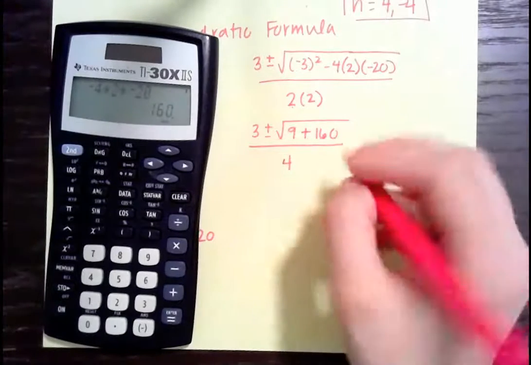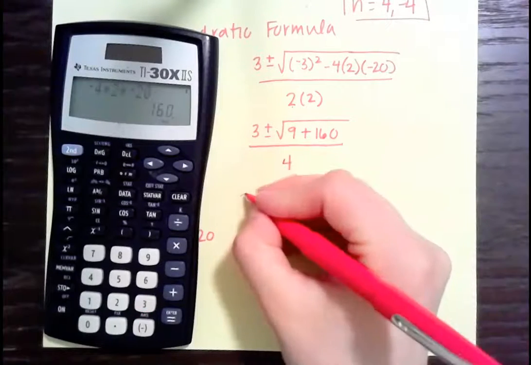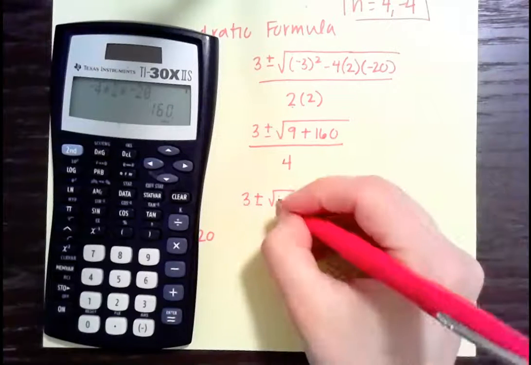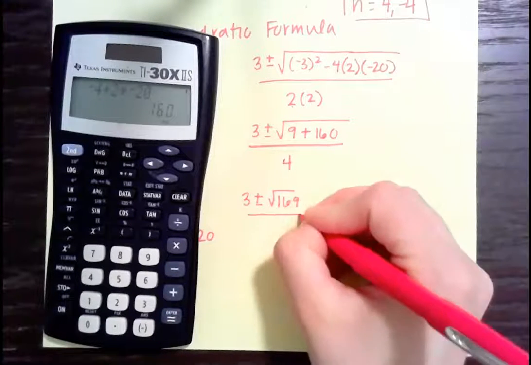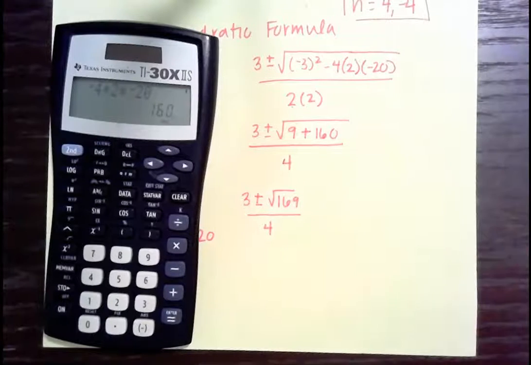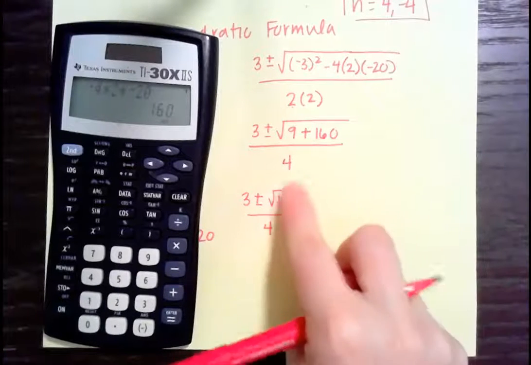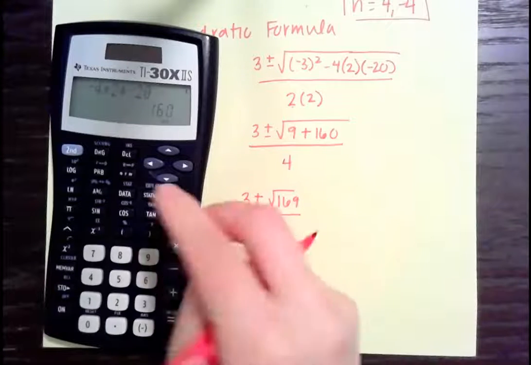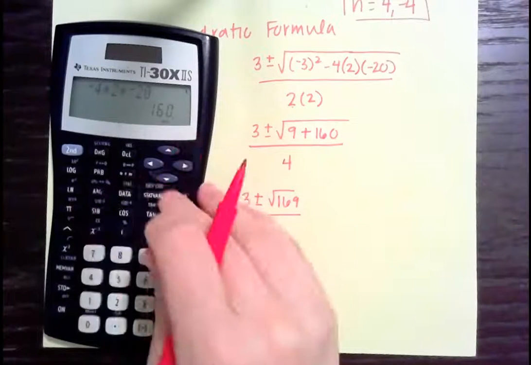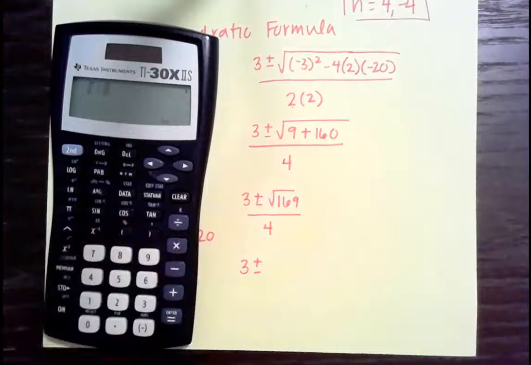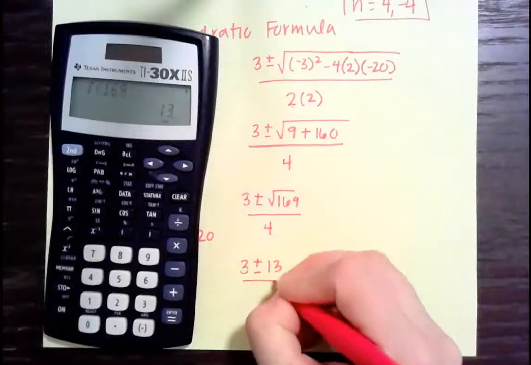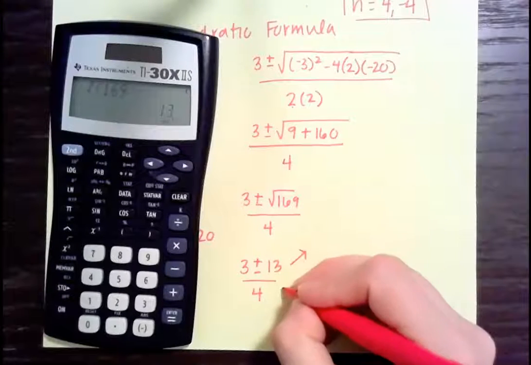Now from here again, we're still just simplifying, so we're going to have 3 plus or minus 9 plus 160 is 169 all over 4. Almost done here. Take the square root of 169 plus or minus. So in our calculator, the square root of 169 is 13 all over 4. And now we have our 2 cases.